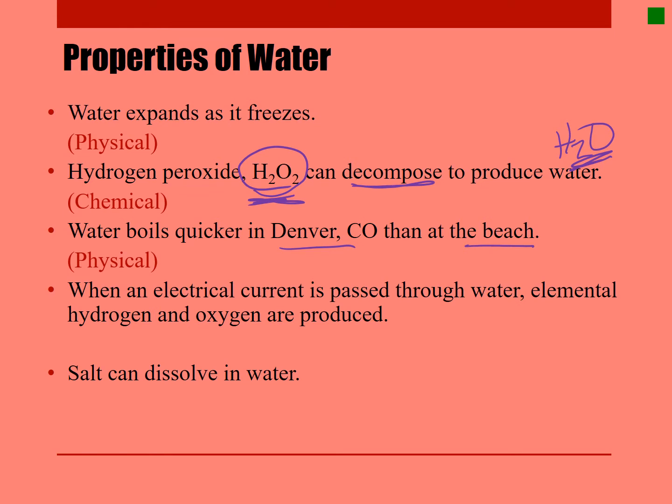When an electrical current is passed through water, elemental oxygen and hydrogen are produced. So first off, we're starting with water, and then we are making hydrogen and oxygen. If we're making hydrogen and oxygen, did I make something new if I start with water? Yeah, I did. I broke them up into H and O.